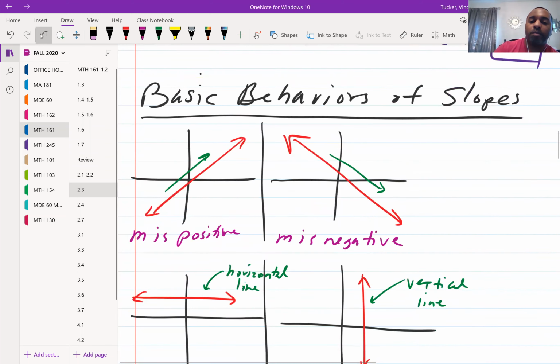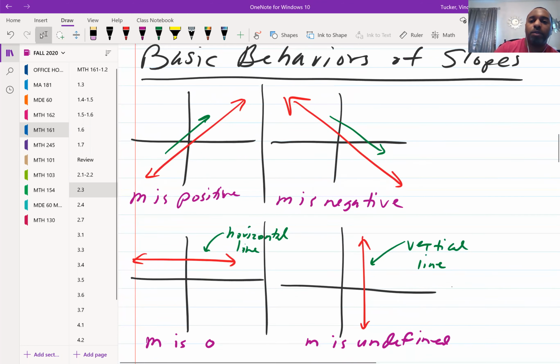So here are your basic behaviors of your slopes. Four basic behaviors. You follow your graph from left to right. If it goes up, and so the green lines just follow the line up, that means your slope is positive. From left to right, if you follow it and it goes down, your slope is negative. If you have a horizontal line, your slope is 0. If you have a vertical line, your slope is undefined.